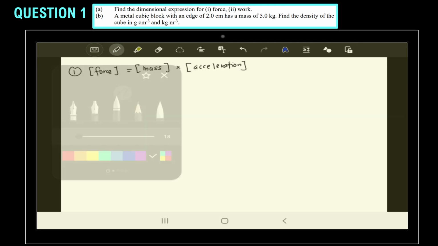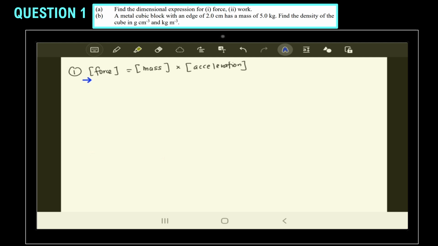Okay, so make sure you put a bracket here, in order to find the dimension of force, the dimension of mass, and the dimension of the acceleration. Okay, so jangan lupa bracket ni. Next, we know that the symbol of dimension for mass is equal to M, capital M, times the dimension of the acceleration. As we know, acceleration is equal to V over T.